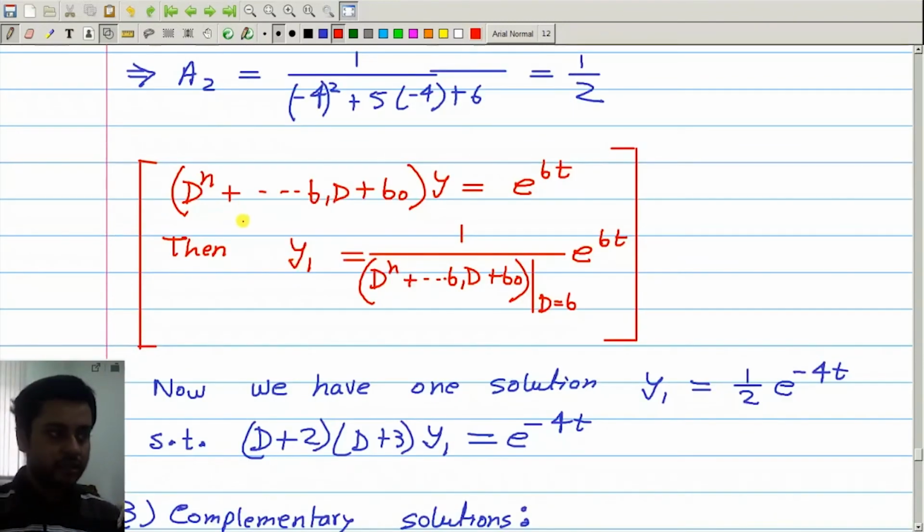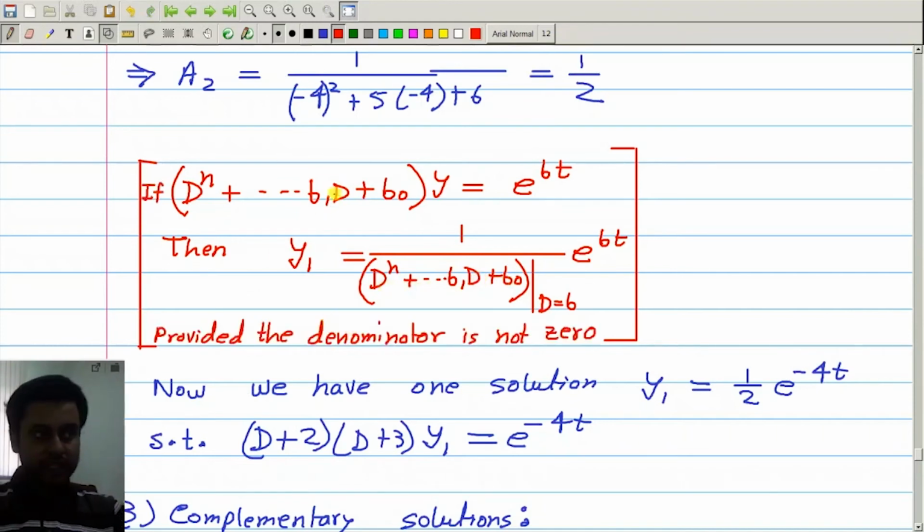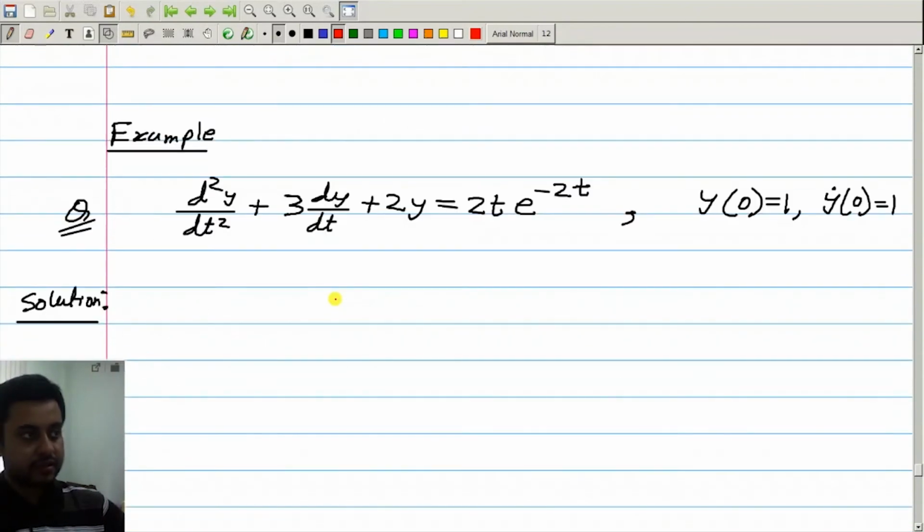One thing I forgot to mention, that if you use this rule to get a particular solution for pure exponential inputs, this will work only if the denominator is not 0. Otherwise this shortcut will not work and you have to use a longer process. Now let us take another example.